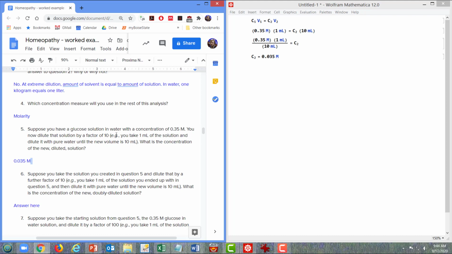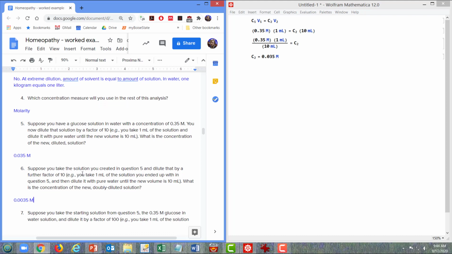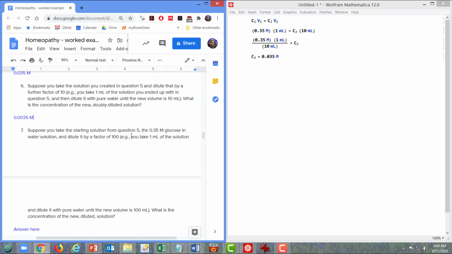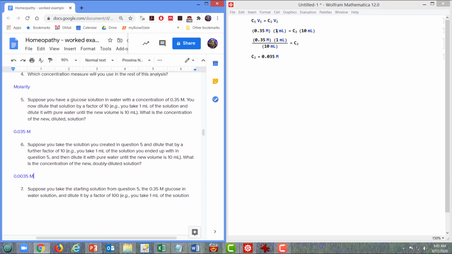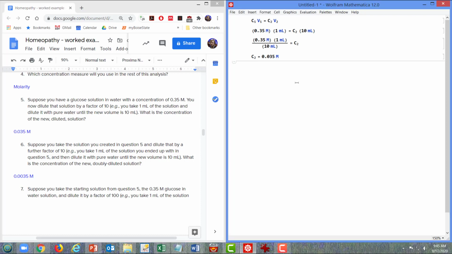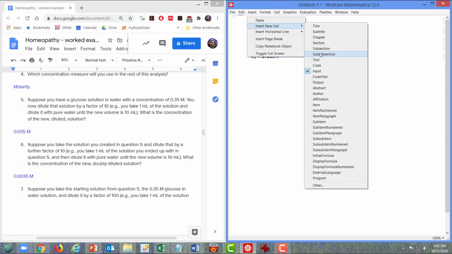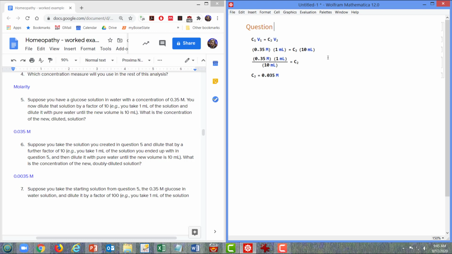Well, we know what happens when you dilute by a factor of 10 now. You move the decimal point one place to the left. So our answer here we can get directly, 0.0035 molar. Boom, fast, done. Now suppose you take the starting solution from question 5, the 0.35 molar. So we're going to still do this one now. So I'm going to label this up here as question 5. Now we're going to do a question 7.